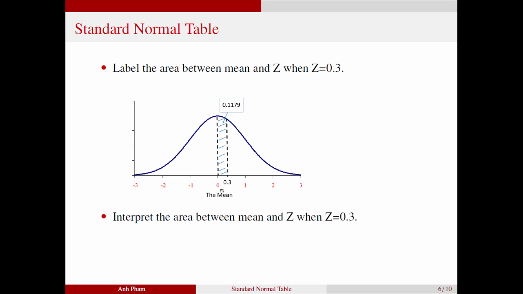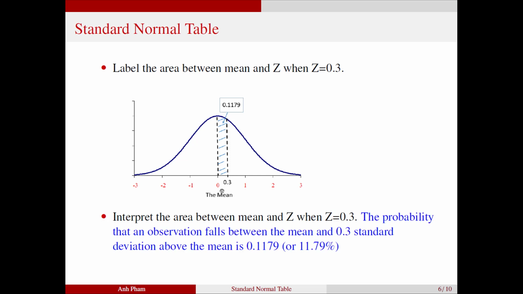How do we interpret the area between mean and z when z is equal to 0.3? The probability that an observation falls between the mean and 0.3 standard deviations above the mean is 0.1179, or 11.79%.